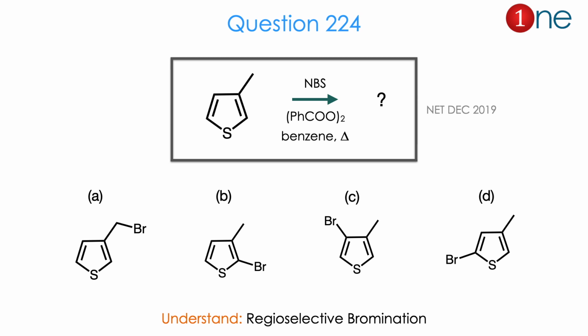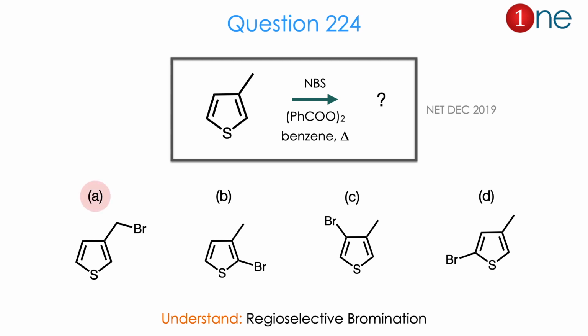The starting material is thiophene with a methyl group on the third position and peroxybenzoate, and you are using benzene and heating it up. They ask you to find the product. Here four answers are given, and they differ in the bromine substitution. In the first one, bromine is attached to the side methyl. In the second, bromine is attached at the second position. The third and fourth are attached in the ring. So from the question and the possible four answers, you might realize the question is really about regioselective bromination, where the bromination occurs. The answer is A.